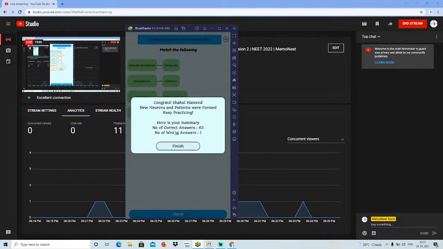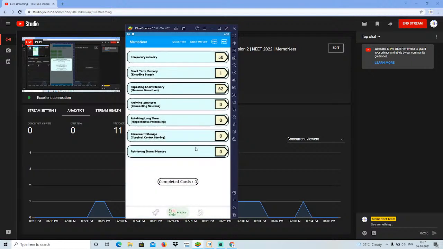See, while practicing, I'm taking things from temporary memory to short-term memory. Now I've moved it from short-term memory to repeated short-term memory. I answered 62 questions right and only one question wrong. So now I have moved those to repeating short-term memory, except one question. This one I have to read again to move it to repeating short-term memory. So this is what is exceptional about the MemoNeet app.